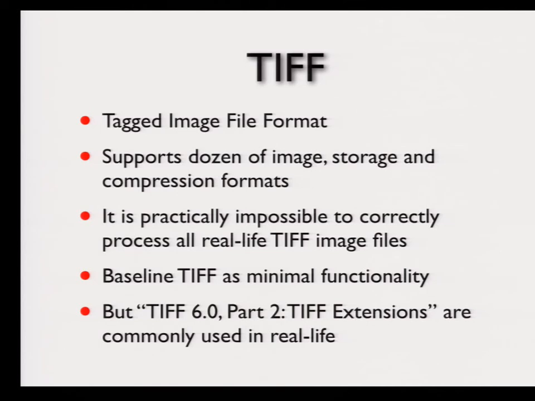What do we do? Well, we make a big meeting. We say, well, we have this huge TIFF thingy where you can do all the things you would like to do currently and in the future. But we define a minimal subset. It's called baseline TIFF. So baseline TIFF is a minimal subset of TIFF files you can process. The problem is that baseline TIFF is not enough. So there is a thing from a company called Adobe, which says, well, we have those extension things, called TIFF 6.0 Part 2 TIFF extensions, which is commonly used out in the wild.